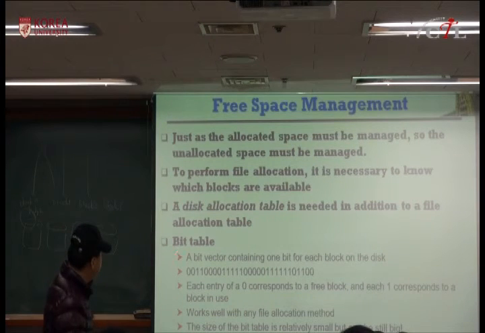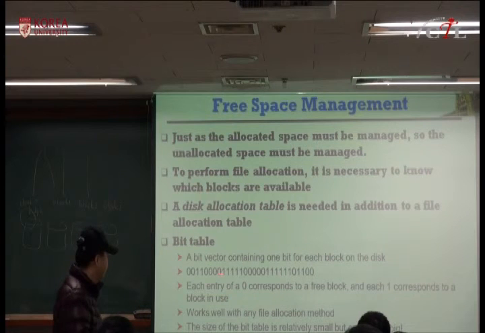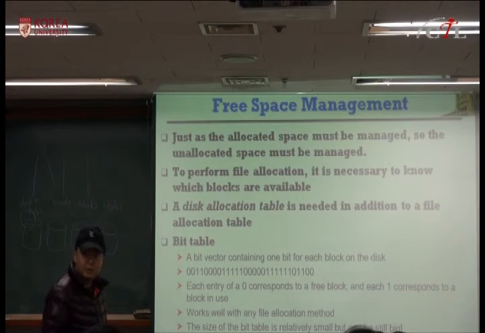In the simplest form of disk allocation table, you can have a bit table, a bit vector. A bit vector contains 1 bit for each block on the disk. So like this, this means the first block is free, the second block is free, the third block is assigned, free, and so on. By scanning this bit vector, you can determine which blocks are free.